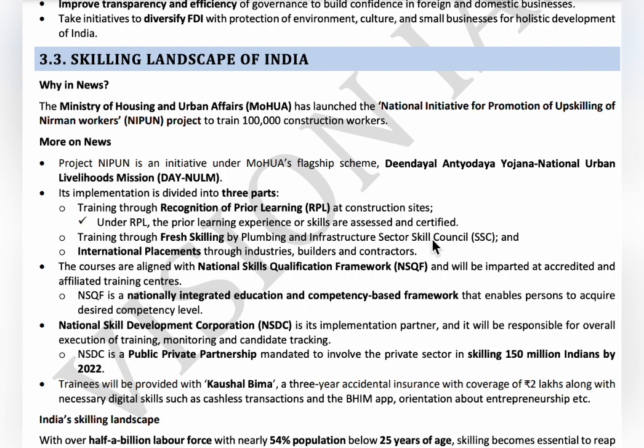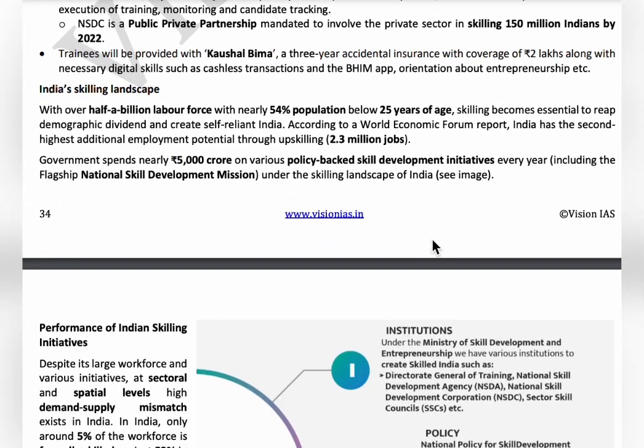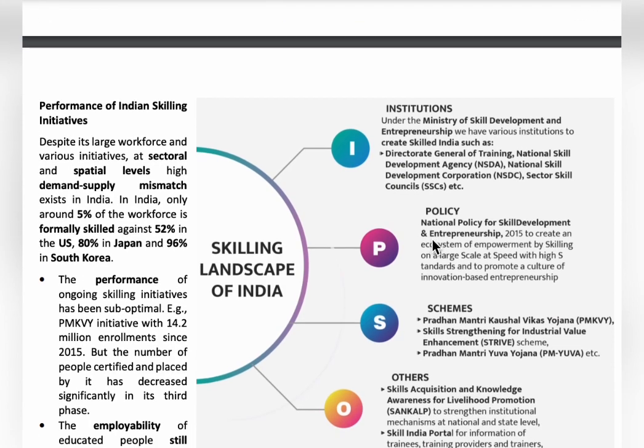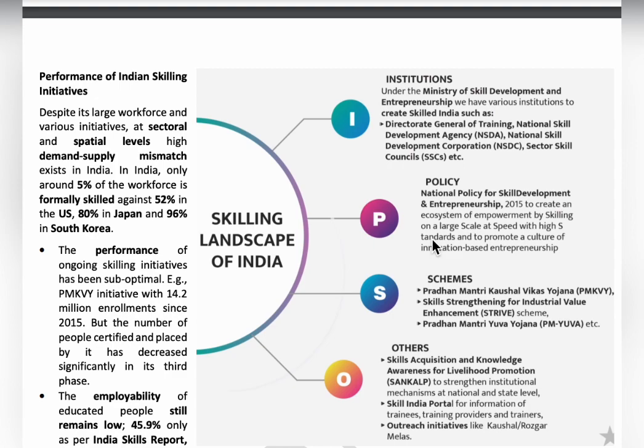So to develop skills in youth, several institutions like the Directorate General of Training, National Skill Development Agency, National Skill Development Corporation, Sector Skills Councils, etc. were set up, and policies like the National Policy for Skill Development and Entrepreneurship 2015 were launched. To promote and empower skilling in India, schemes like Pradhan Mantri Kaushal Vikas Yojana, Skills Strengthening for Industrial Value Enhancement, and PM Yuva Yojana were launched.